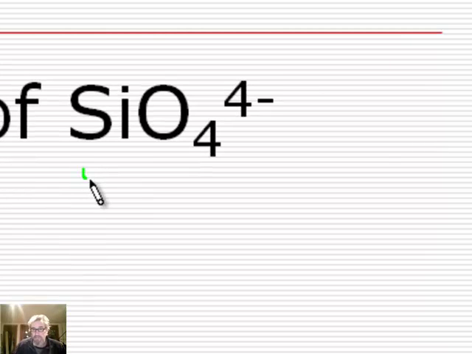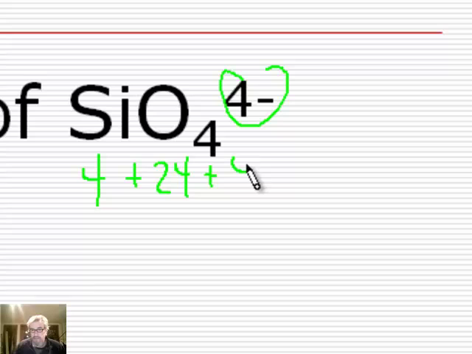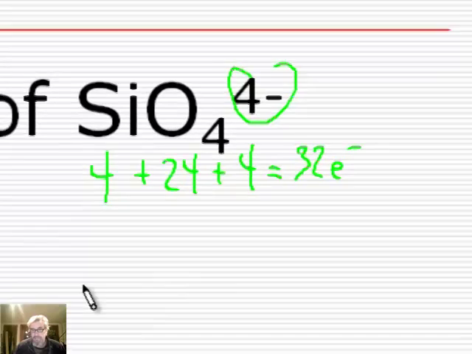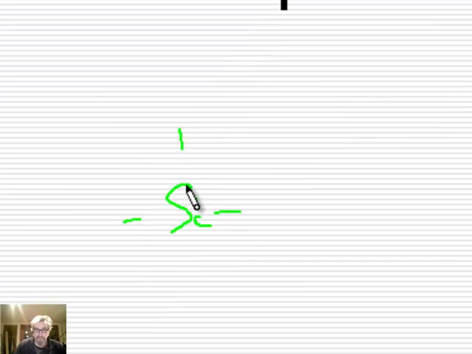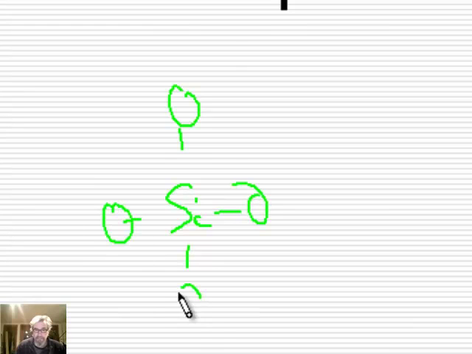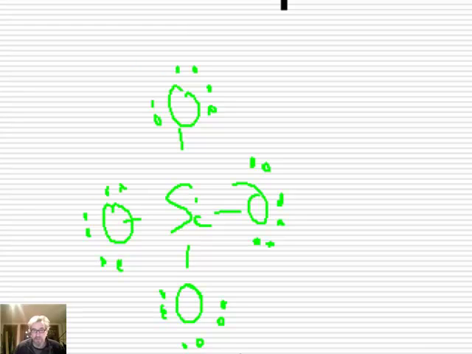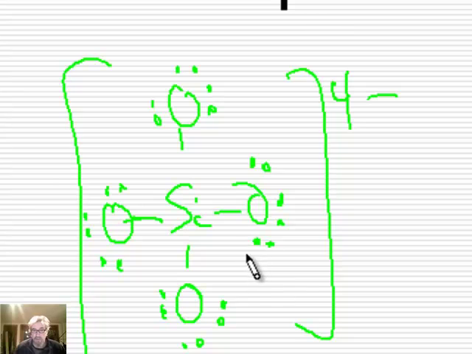Here's your answer. Silicon's in column 4, so there's 4 electrons. Oxygen's in column 6. 4 of those will give you 24 electrons. And it's a 4- ion, so I need to add 4 more electrons. So this gives me a total of 32 electrons. Put silicon in the middle, arrange my O's around the outside, and fill octets. Silicon's already good, but each of the oxygens needs 3 more pairs. Now when I count, lone pairs around oxygens 24, 26, 28, 30, 32. So square brackets and charge to finish this up, and then I want to look at my shape.